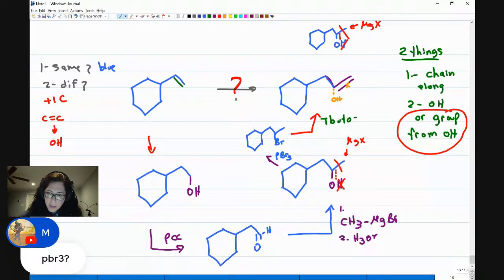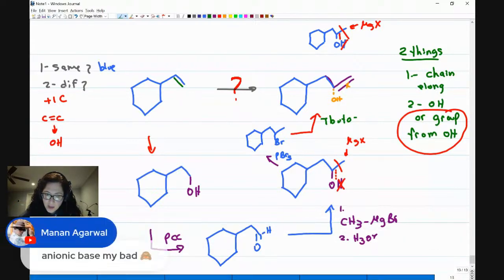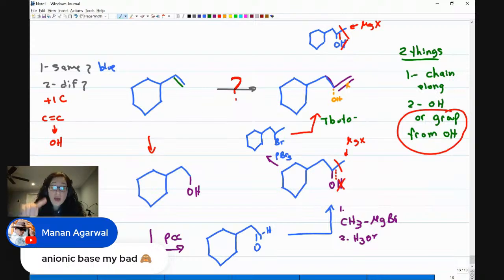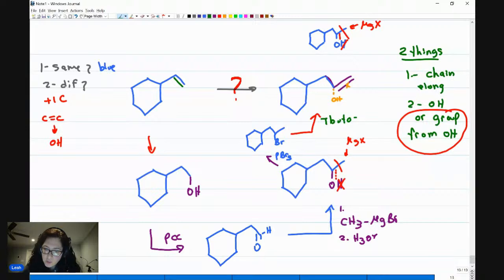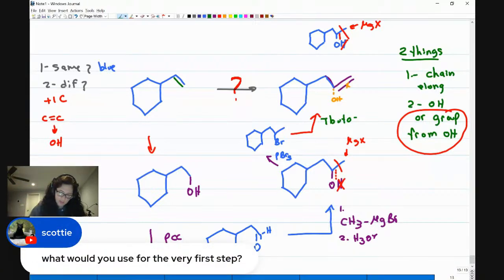Yes, PBr3, perfect. Yes, so what you gave me is correct if we wanted a more substituted position, but in this one we don't. What would you use for the first step? Okay, let's go back to the reagents. For this one, I would use BH3 and THF. Step 1. Step 2, NaOH and H2O2. Remember the alkyne that we did that gave us an enol? Same idea, anti-Markovnikov alcohol addition, PCC, Grignard, sidetrack here to get a different leaving group, and then we are good to go.